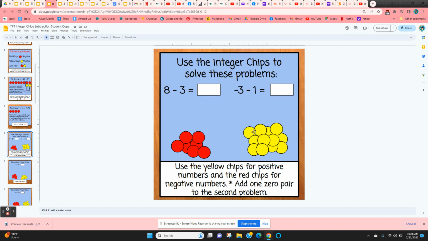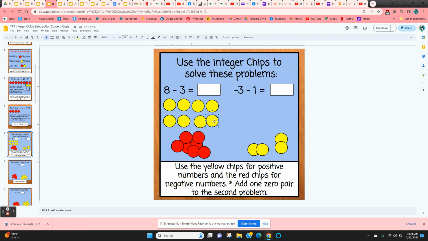The first problem is 8 subtract 3. Now this one's pretty simple. They have to have 8 positives. So just click and hold on these chips and they can move them into place. Seven, 8. Okay, so there's our 8 positives. If we take away 3 positives, 1, 2, 3, we have our answer. What is left? +5.